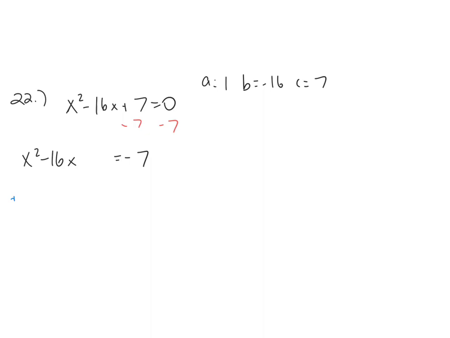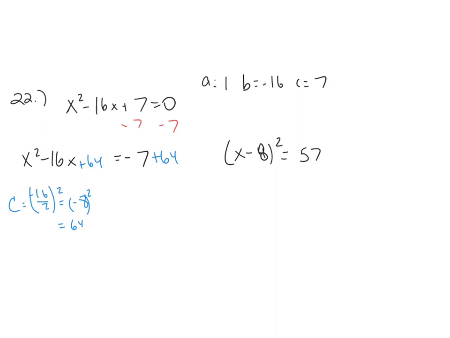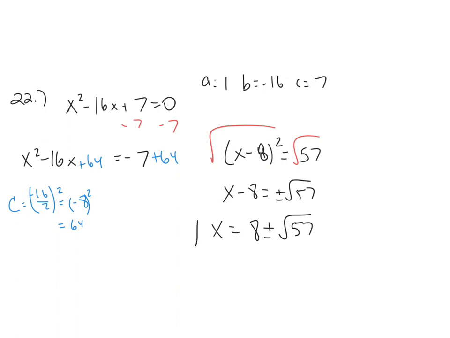Because it wasn't perfect, that means I'm going to make a perfect number that I'm going to use. C is equal to negative 16 all over 2 squared, which is negative 8 squared, which is 64. So I'm going to add 64 here and here. So now I'm going to have x minus 8 squared equals 57. Square root both sides. I end up with x minus 8 equals plus or minus square root of 57. Add 8 to both sides, I get 8 plus or minus square root of 57.